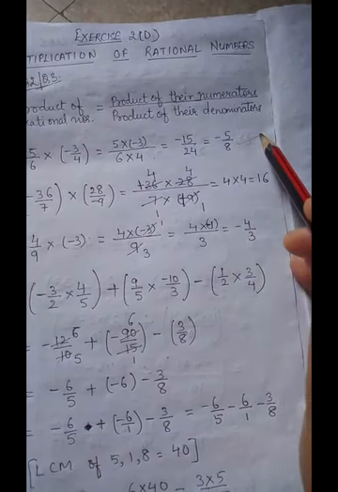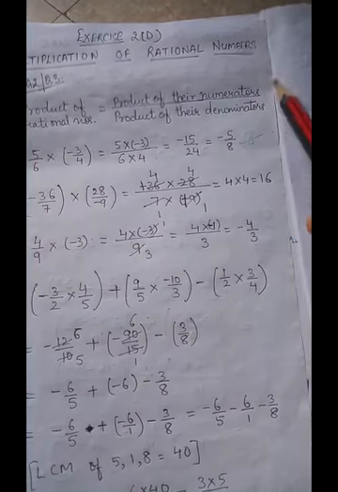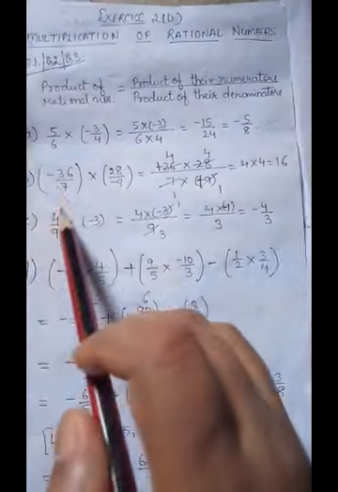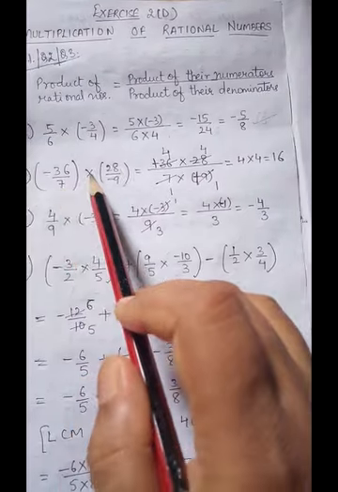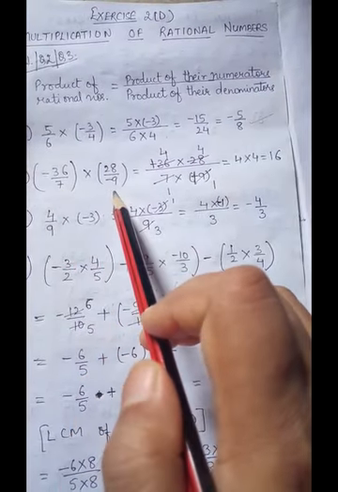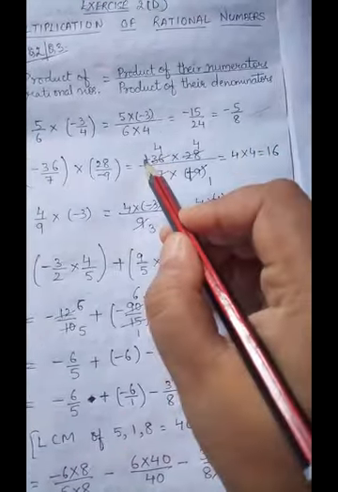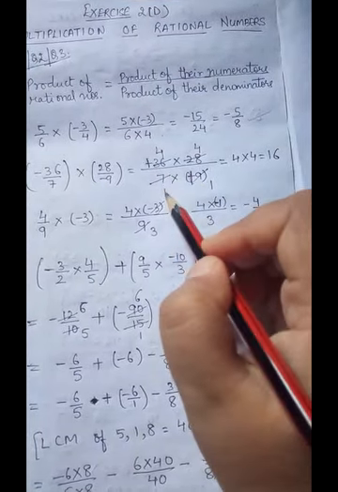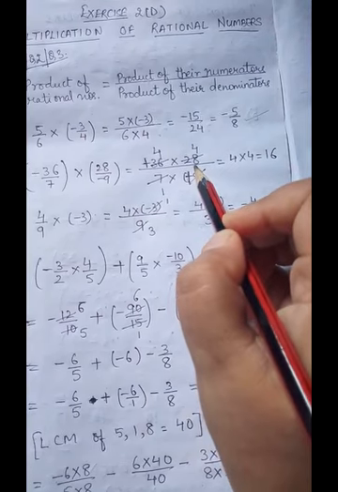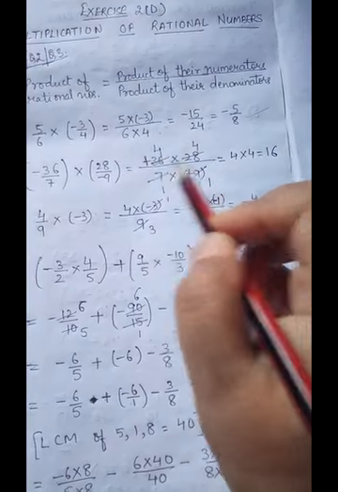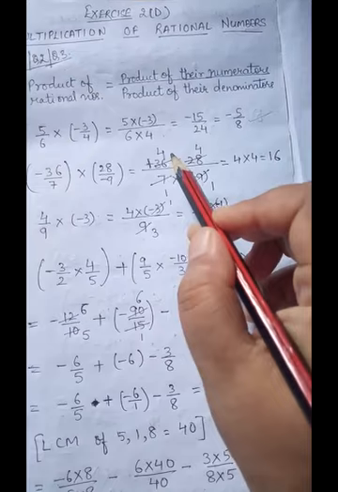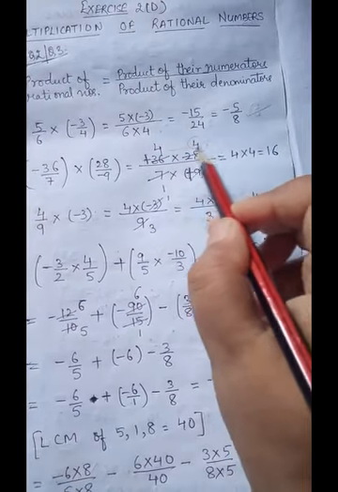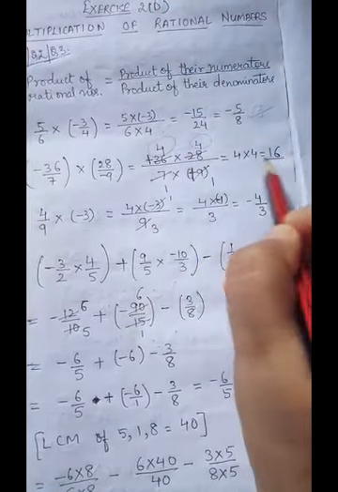Remember to convert it into the lowest term. Here minus 36 upon 7 multiplied by 28 upon minus 9. So you can see you can cut these minus minus, then 7 ones are 7, 7 fours are 28, 9 ones are 9, 9 fours are 36. So in the numerator you can see you are left with 4 into 4, which is equal to 16.